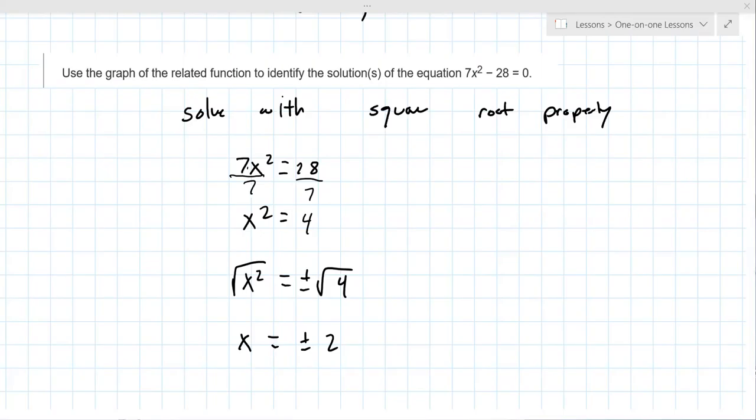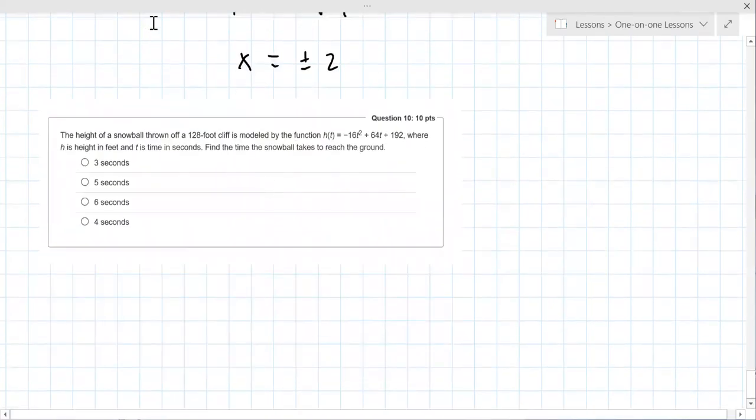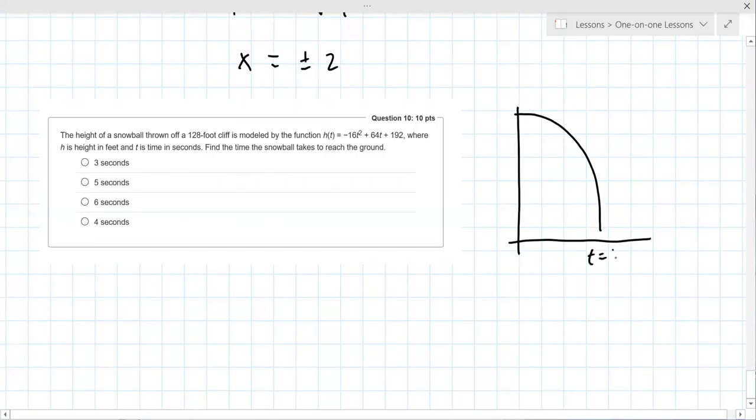All right, we're up to I think the last question here. I'll check all these out after I have you look at it. It says the height of a snowball thrown from a cliff. So you've got a cliff, it comes down, boom, hits the ground. We want to find the time where it hits the ground, and they give you the equation.